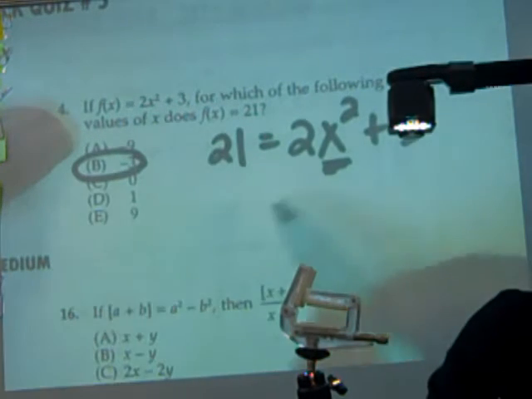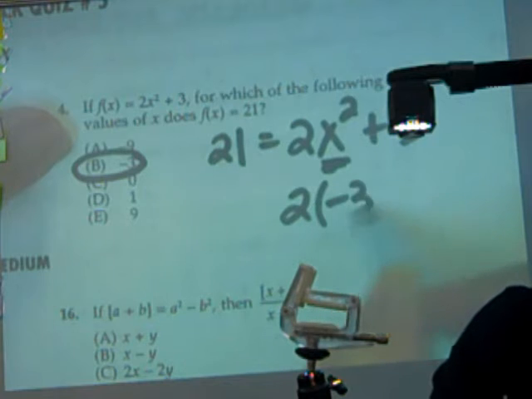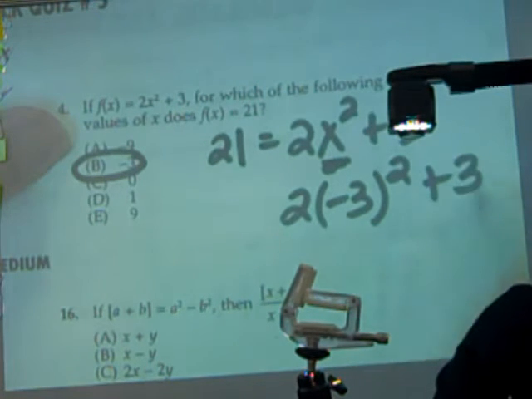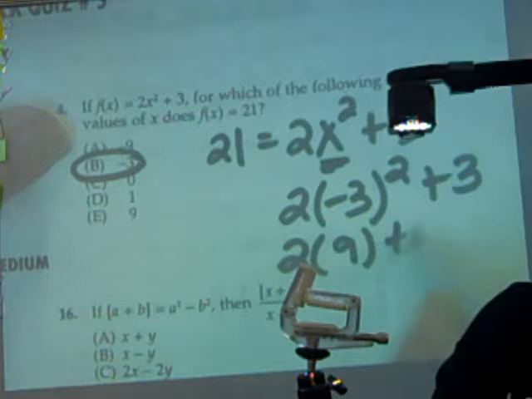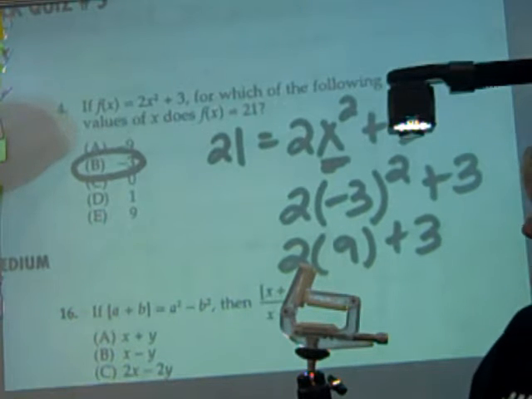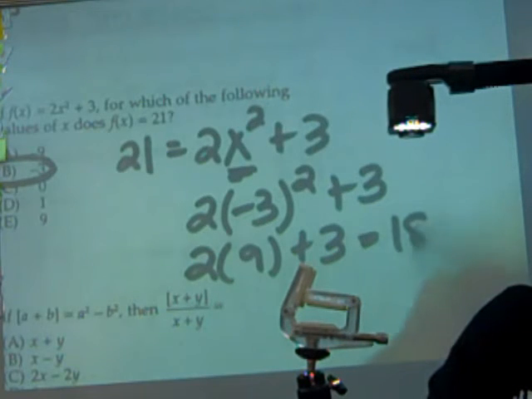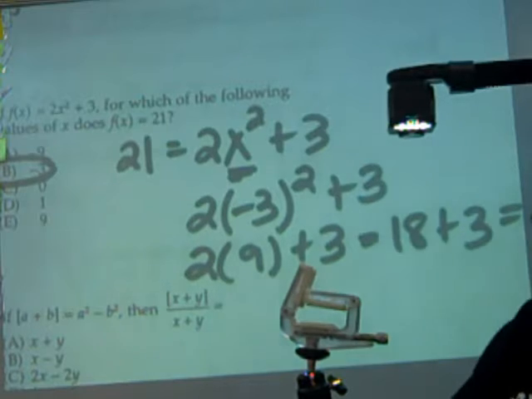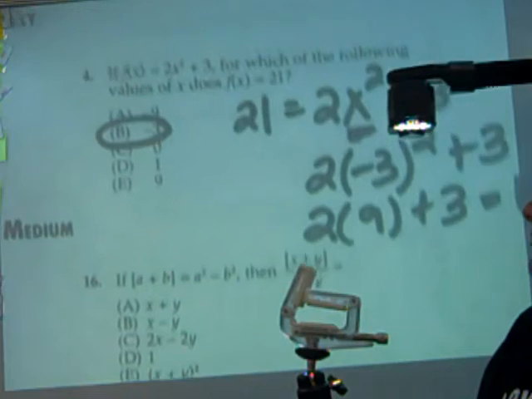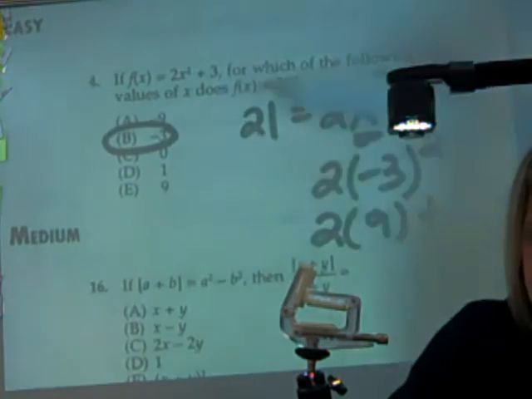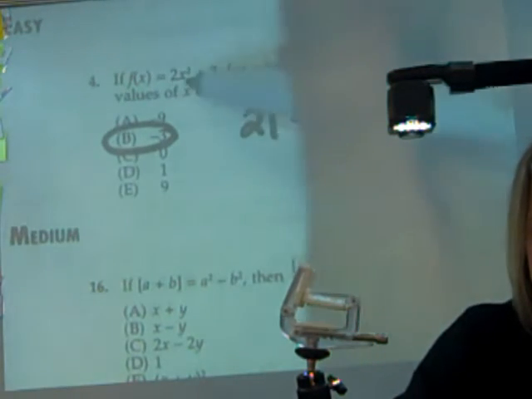Okay. Because 2 times negative 3 squared plus 3 is 2 times 9 plus 3, which is 18, plus 3, which is 21. Remember that when you square a negative, it turns positive. So it's okay for our x to be negative, even though we're trying to get positive 21 because of the square.